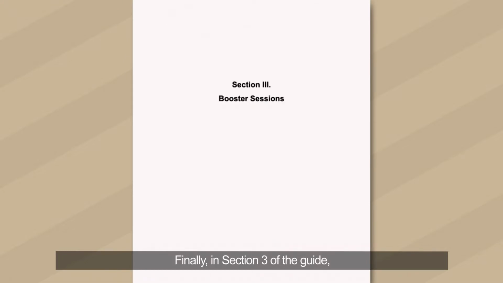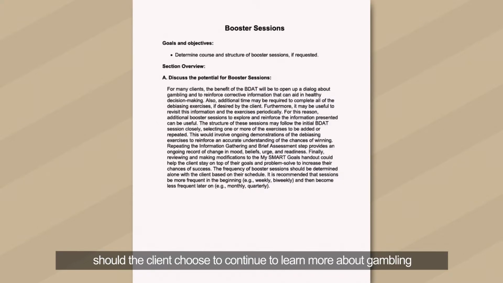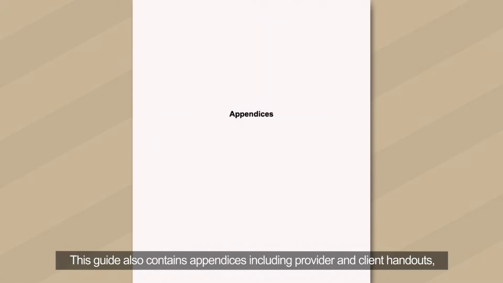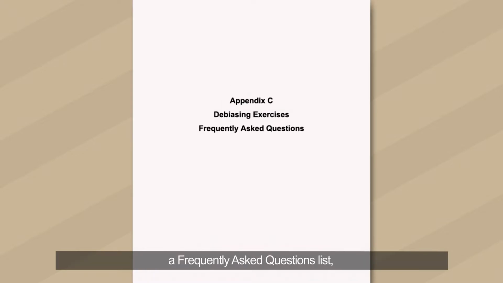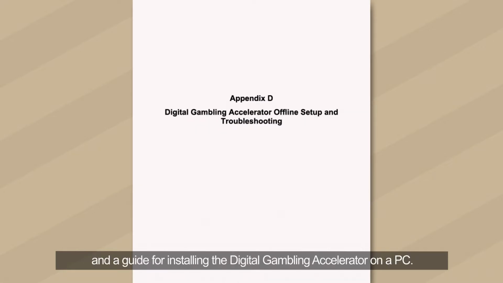Finally, in Section 3 of the guide, we describe the structure of future sessions should the client choose to continue to learn more about their gambling by participating in BDAT booster sessions. This guide also contains appendices, including provider and client handouts, a frequently asked questions list, and a guide for installing the digital gambling accelerator on a PC.